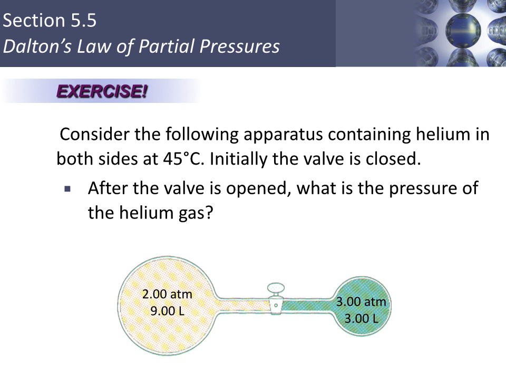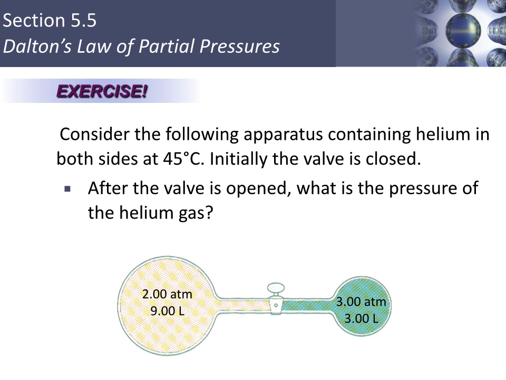So let's look at a pretty common example for a Dalton's law problem. Here we have an apparatus that's got two ends and it's closed. The connecting part between the two ends of this container is closed. So both sides of this container have helium, but since they are separated and closed, they have different pressures.